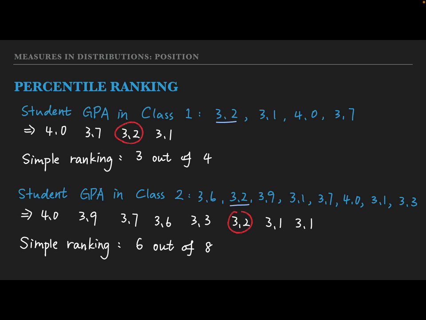Since there is one GPA lower than 3.2 in class 1, and the total number of students is 4, the percentile ranking is 1 over 4, which is 25%. There are two GPAs lower than 3.2 in class 2, so the percentile ranking is 2 over the total number of 8 students, which is 25% as well. Therefore, the two students with GPAs of 3.2 are actually in the same position in their classes in terms of their GPA.